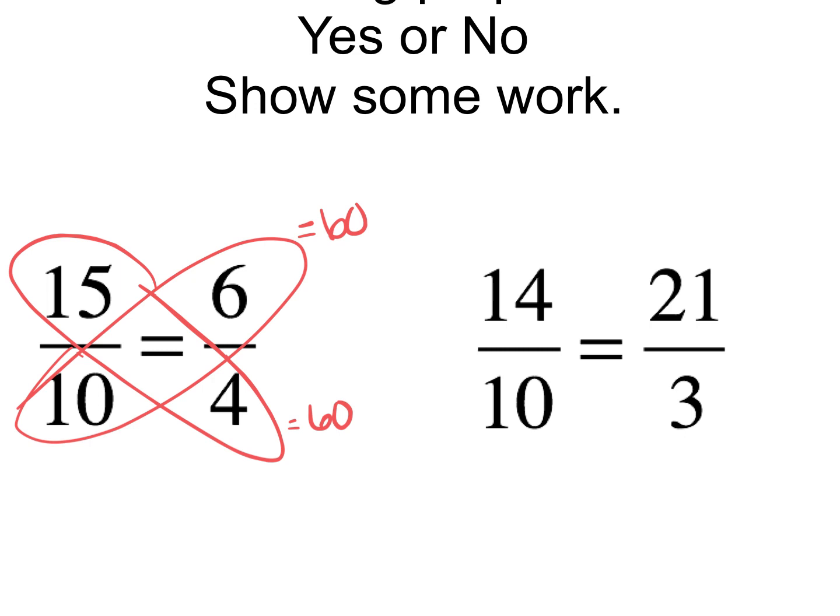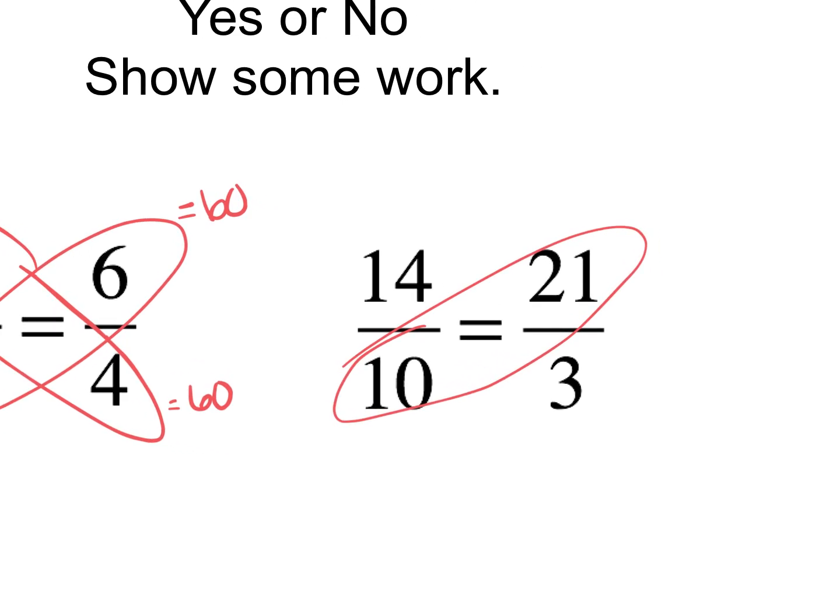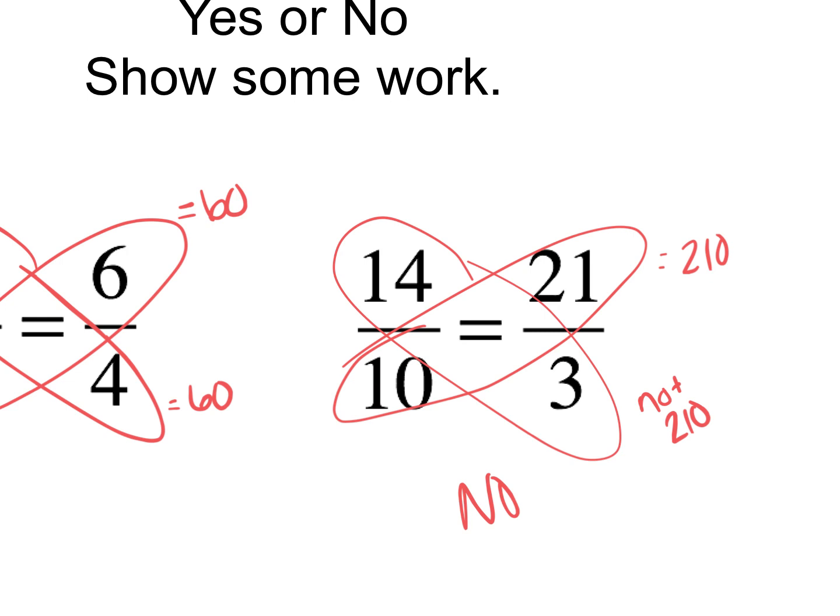What about 14 to 10 and 21 to 3? Well, let's start here. 21 times 10 is 210. What about 14 times 3? Is it going to be 210? Yeah, who really cares what it's going to be, right? It's not going to be 210. I should be able to use some quick estimation to know that 14 times 3 is not going to be in the 200s. So I honestly, at this point, don't even care what it's going to be. What I do know is that those two ratios are not proportional because their cross products are not the same. So a 14 to 10 ratio is not equivalent to 21 to 3.